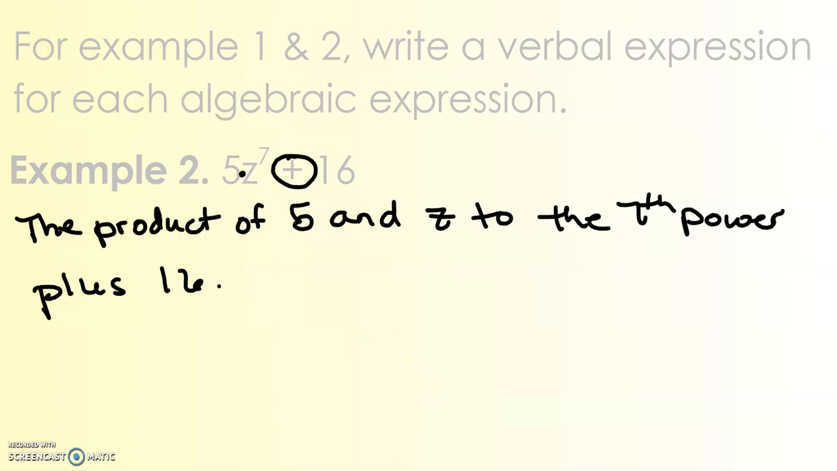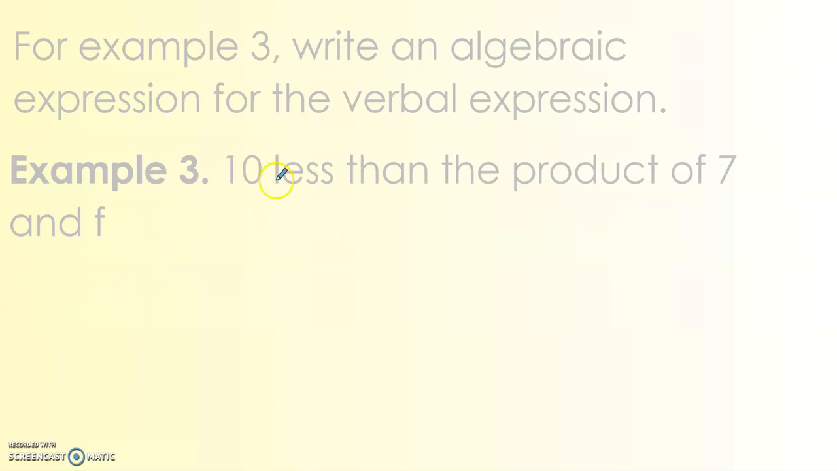Boom. Let's move on to example 3. So we've done algebraic to verbal. Our next set of expressions are asking us to start with the words, or the verbal, and they want us to write it with our numbers and variables. And it's going to be very similar to how we did the last two problems. So first, we're going to read it aloud.